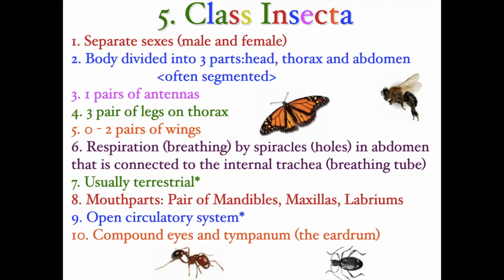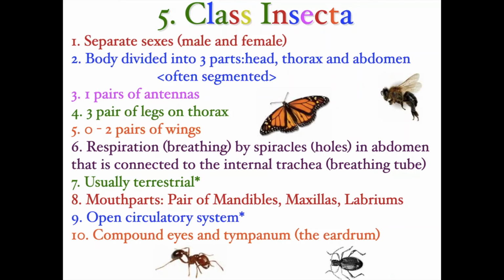We're going to have one pair of antennas, three pairs of legs attached to the thorax. Okay, so 6 legs. And then many insects will have wings. So we can have some insects with no wings, some have one pair, and some have 2 pairs of wings.